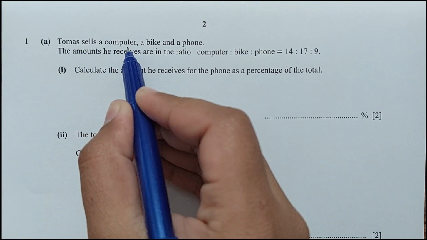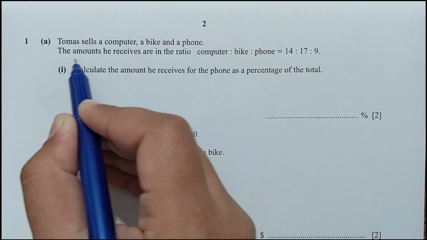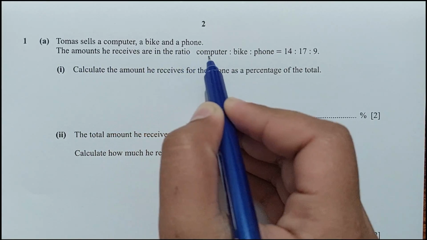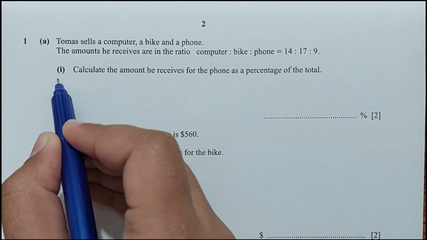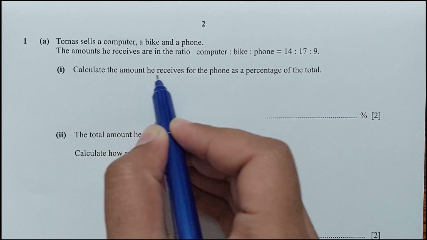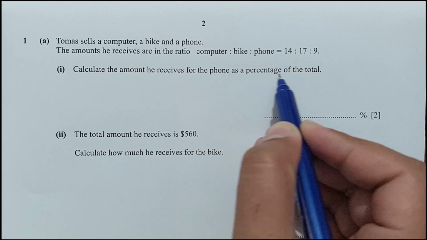Thomas sells a computer, a bike and a phone. The amounts he receives are in the ratio computer, bike and phone is 14, 17 and 9. Number 1. Calculate the amount he receives for the phone as a percentage of the total.